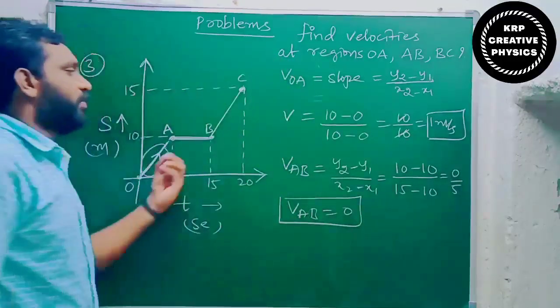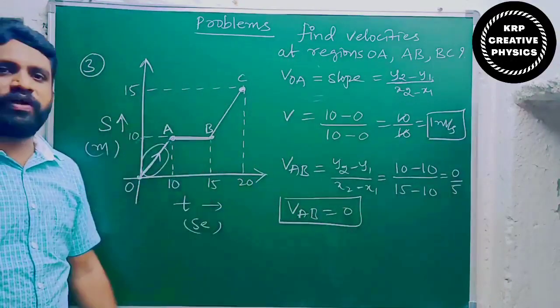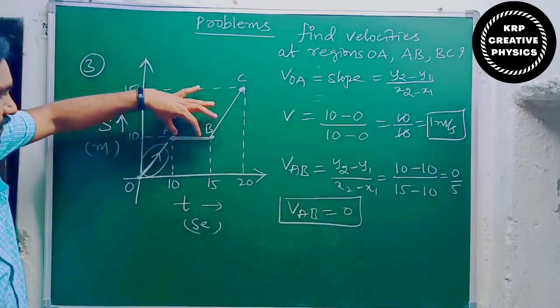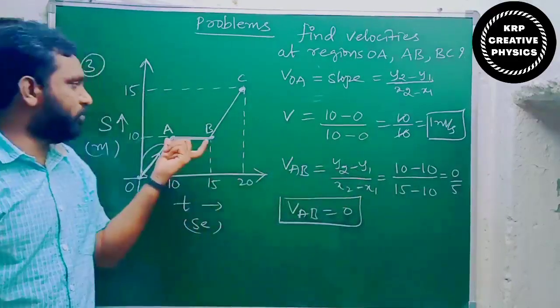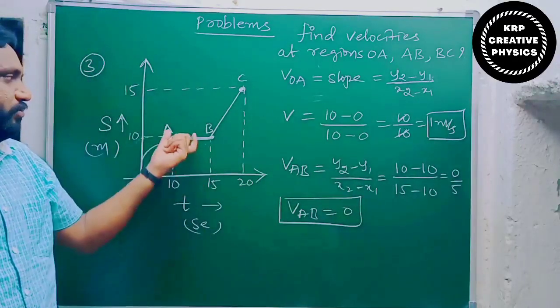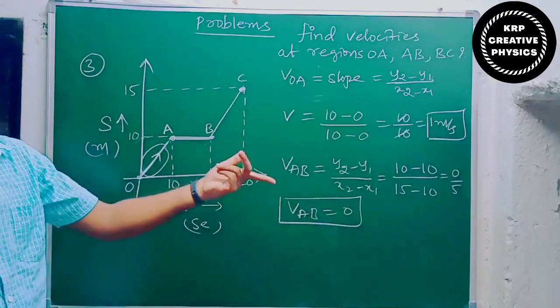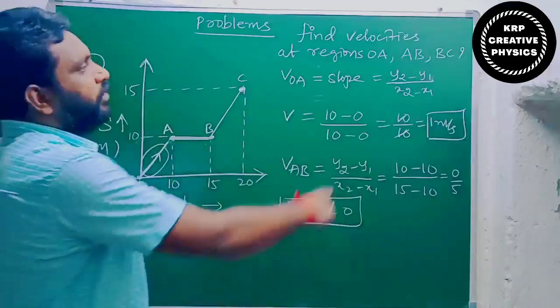I think now everyone will understand with the help of this problem. Why is the velocity 0? Because the y2 reading and y1 reading are both the same. The line is parallel to the x-axis. There is no change in displacement. That's why velocity is 0. Very simple.